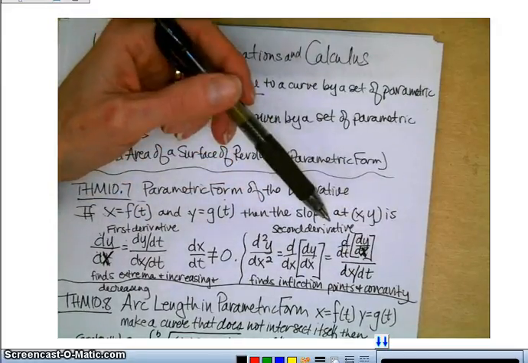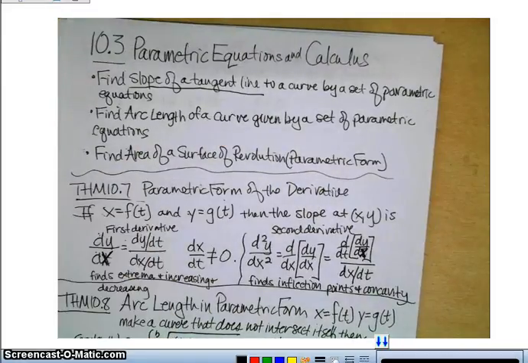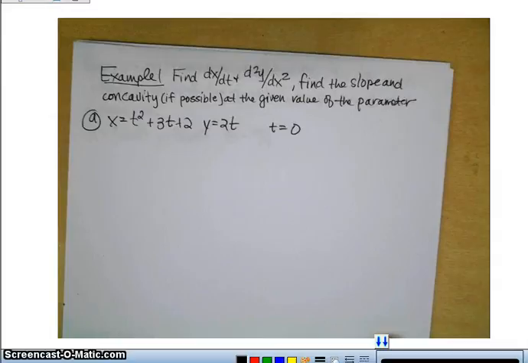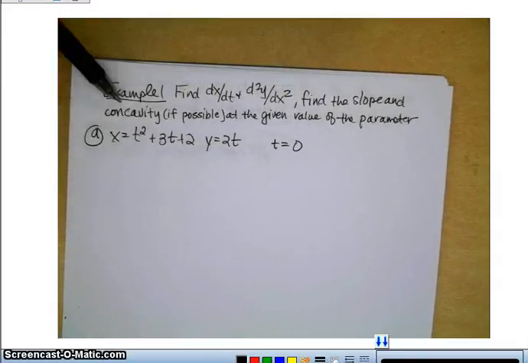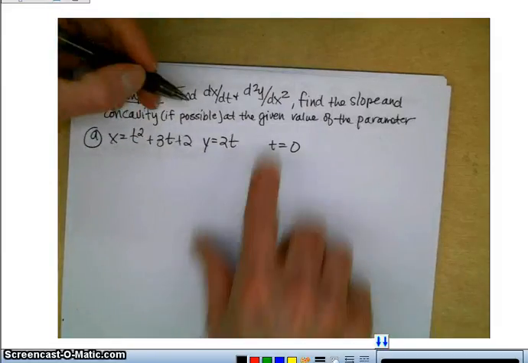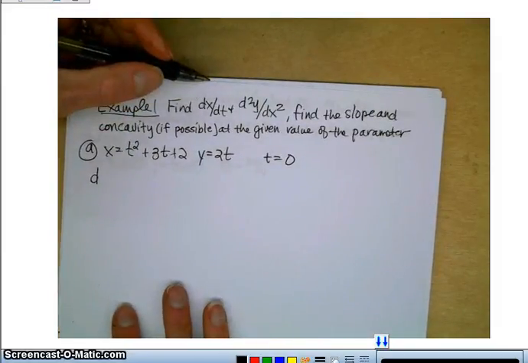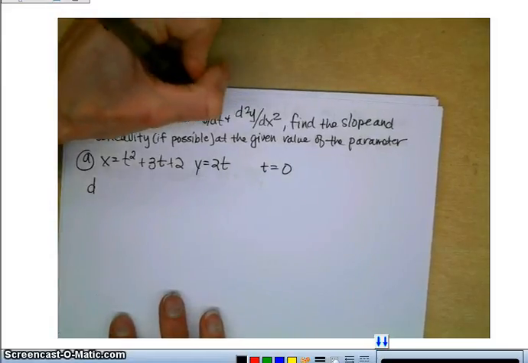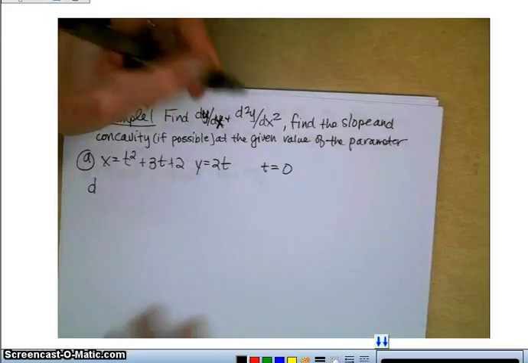Alright, so now we're going to look at several examples using the parametric form of the derivative, and we'll come back to these other theorems at the end. Okay, example 1: find the derivative and second derivative, then find the slope and concavity at the given value of the parameter. I want to find dy over dx, not dx over dt, the first and second derivatives.